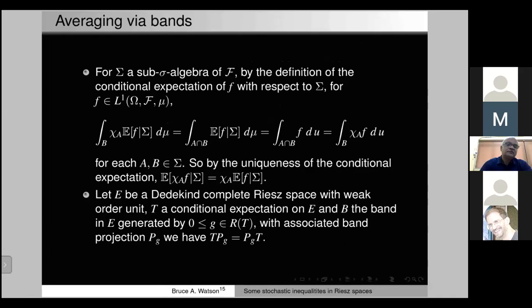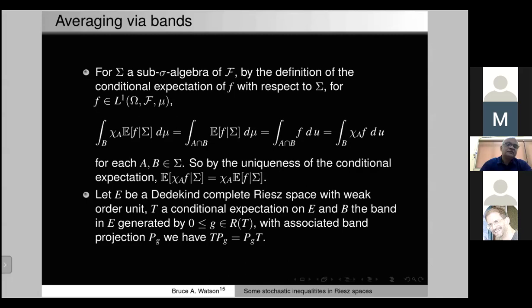Now, the next step that one would like to look at is averaging. We need all of these properties to get to where we want to get to. So let's look back at the classical L1 setting. If we look at a random variable f from our original space, and we take sets A and B from our sub-sigma algebra, and we look at the integral over B of the characteristic function of A times the conditional expectation operator of f, we can obviously take that to be an integral over A intersection B.